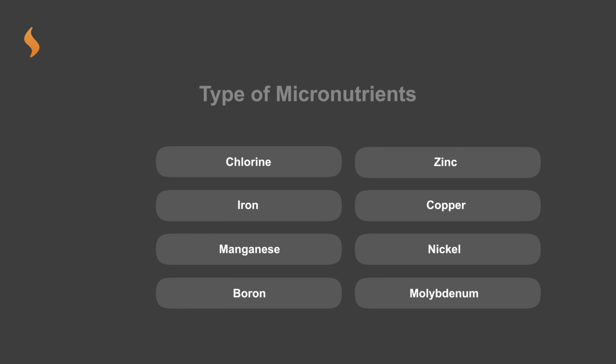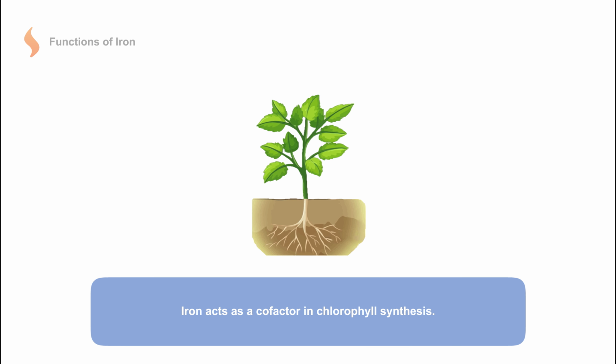Now, let's look into the type of iron. Iron acts as a cofactor in chlorophyll synthesis. It is important in the growth of young plants. Iron deficiency will cause young leaves to become yellowish.